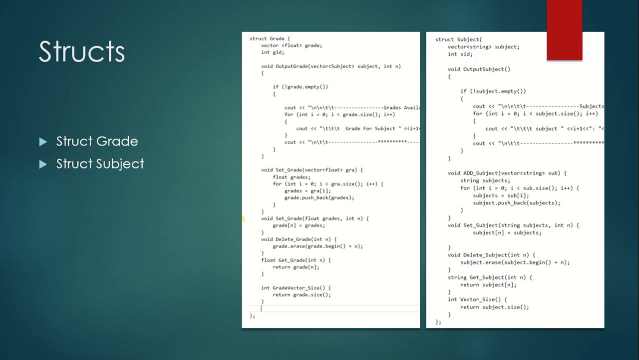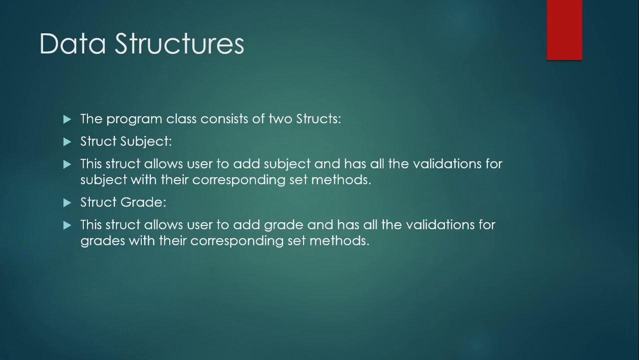The structs. The struct of grade, the struct of subject. These are the snippets of the struct grade and the structure of the subject. The vectors, all of the classes, the if statements, and the switch are all used in our application.